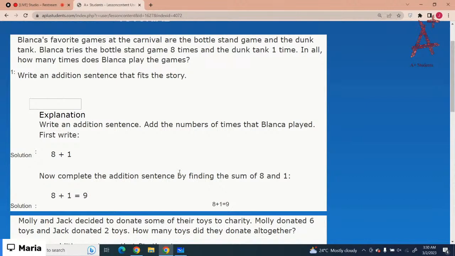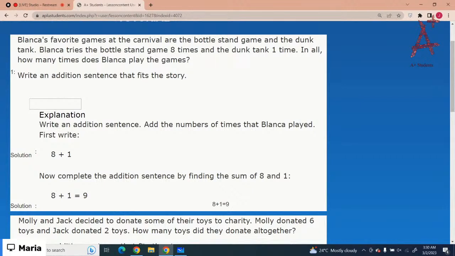What do you have to do? Just look at the numbers involved in the sentence. Here you have 8 and here you have 1. That means you have to write an addition sentence. Got it? Add the numbers that Blanca played. So 8 plus 1. Start with 8 and count up 1. So 8 plus 1 equals 9. Got it? That means the total games played by Blanca is 9.